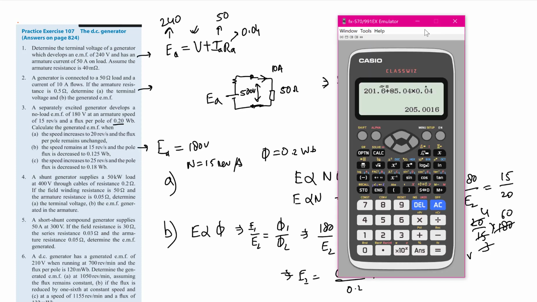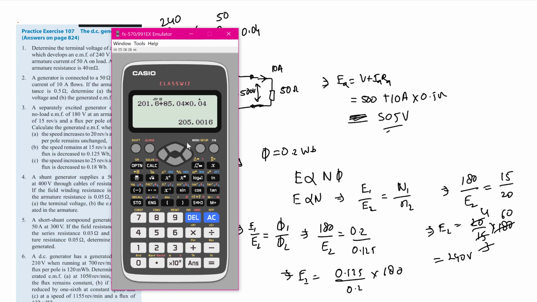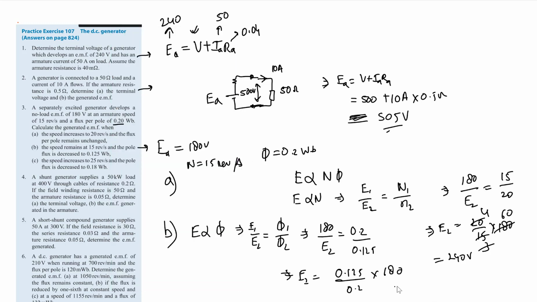Let's use this calculator. 0.125 into 0.2 into 180. We got 112.5, and that is 112.5 volt. So our voltage has been decreased to 112.5. Okay.